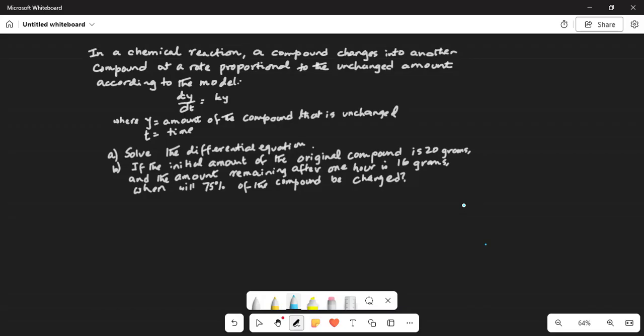Part A, solve the differential equation. Part B, if the initial amount of the original compound is 20 grams and the amount remaining after 1 hour is 16 grams, when will 75% of the compound be changed? So we will work first with part A.